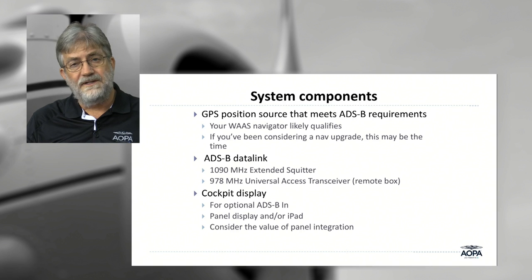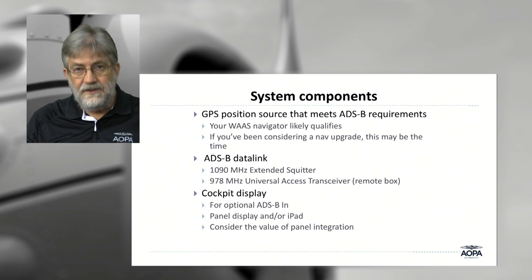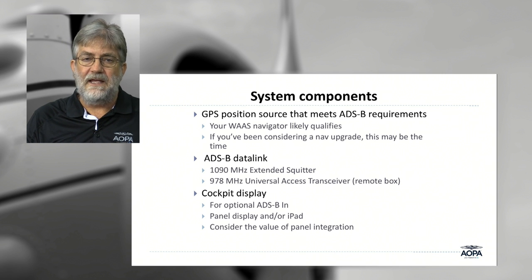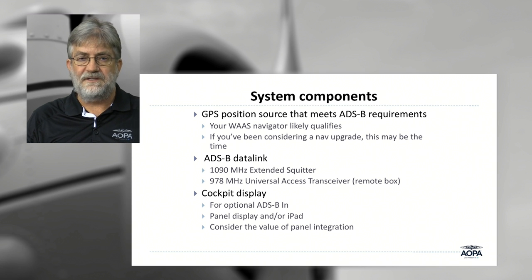Excellent. So you talked a little bit about ADS-B transmitters, position sources. Let's enumerate all the discrete components that comprise an ADS-B out solution. Sure. And there's three parts of an ADS-B out solution, two for sure, one is optional. One is the GPS position source. You need to have a GPS position source that meets ADS-B requirements.